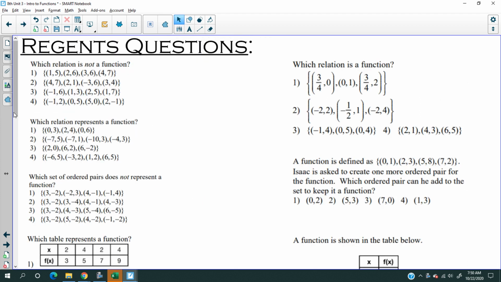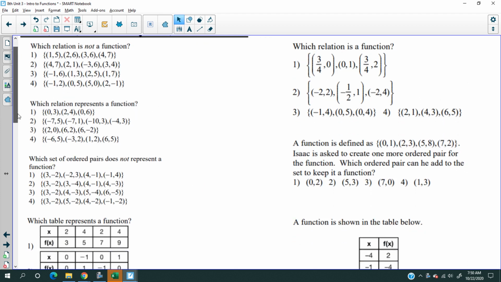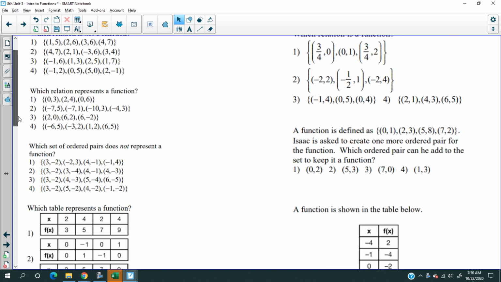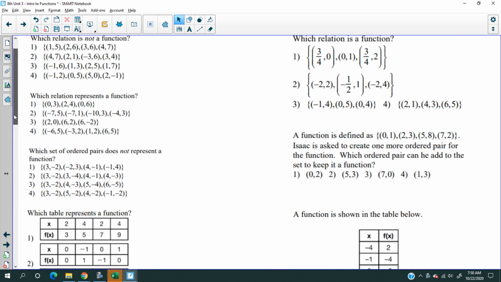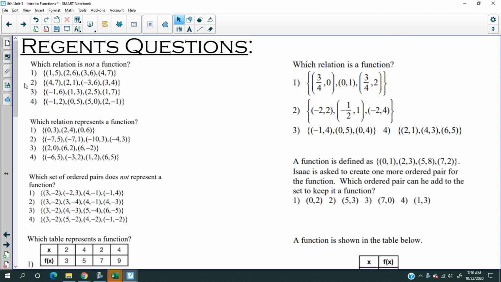All right, so here we have some questions. Now, let me just pick a question to show you. I'm going to do two specific examples with you, and that will give you some idea of how to do this. Okay, so let's look at the first one. I'm going to label this number. I should really number these questions. All right, okay, so which relation is not a function? Which one is not a function?